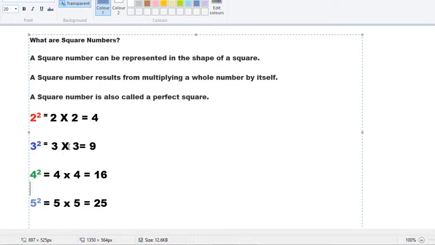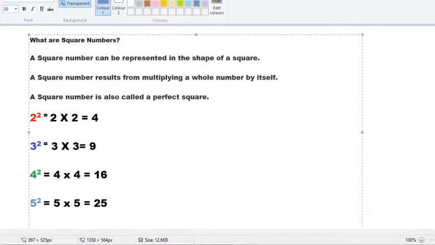So for example, 3 by 3 equals 9. So 3 squared equals 9. A square number is also called a perfect square. So 25 is a perfect square because it can be derived by multiplying 5 by 5. 5 fives is 25. 5 squared equals 5 multiplied by 5, which is 25.